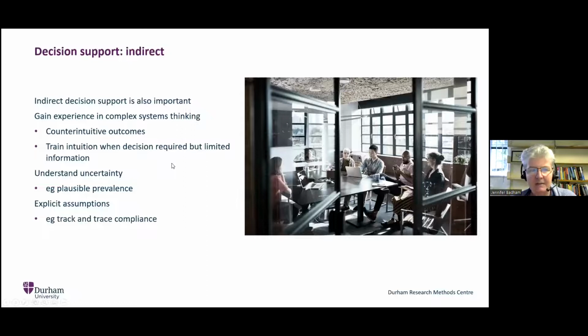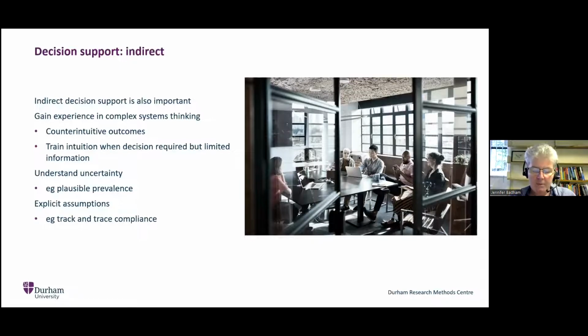There was also a lot of indirect decision support going on. So they were gaining experience in complex systems thinking. Some of the stuff that happens with complex systems is very counterintuitive. Even something as basic as, well, you do the lockdown, why are the admissions still going up? Does that mean the lockdown's failed? That sort of delay is something that is obvious once it's been explained to you, but you look at the data and think nothing's happened. So the delay is not something that comes naturally to people's thinking.